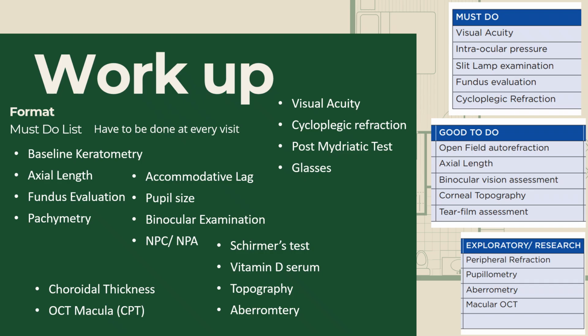But I think at this point of time, what is a must for us is we definitely do baseline K, axial length, fundus evaluation. I will talk about it. Pachymetry not must do, but yes, and if you are doing central point thickness and choroidal thickness, it is good. Accommodative lag, you should try to make an idea of it, not really a must do kind of thing. Pupil size, you should definitely do it. NPC, NPA, binocular examination, definitely you should do. If you are starting some drops, you can do tear film assessment.